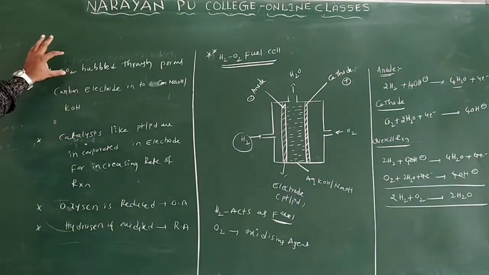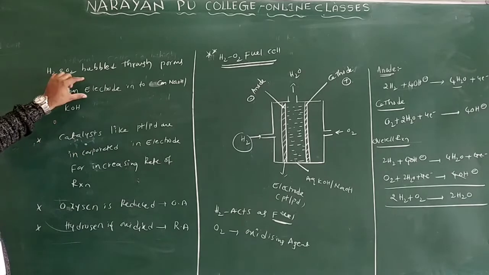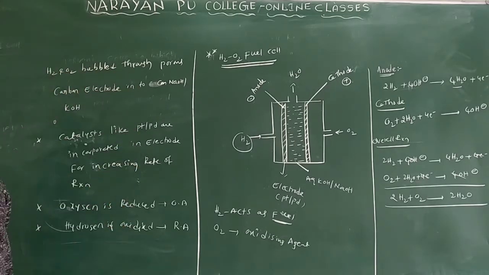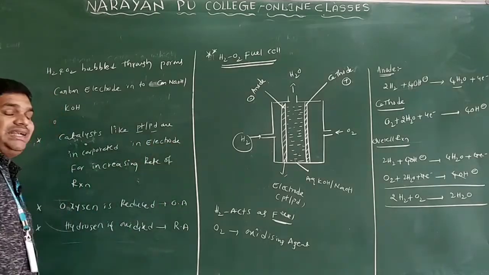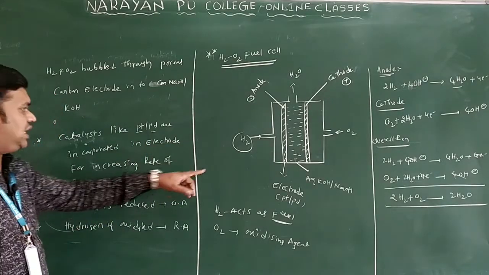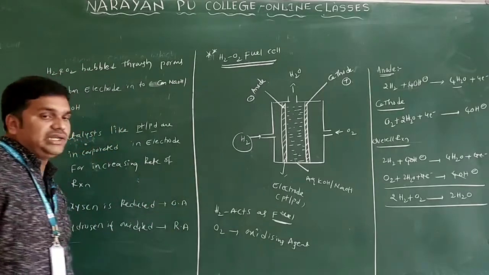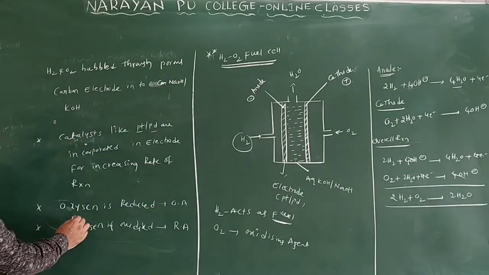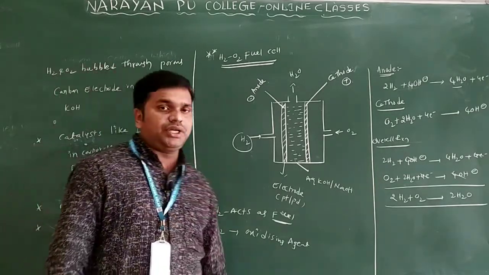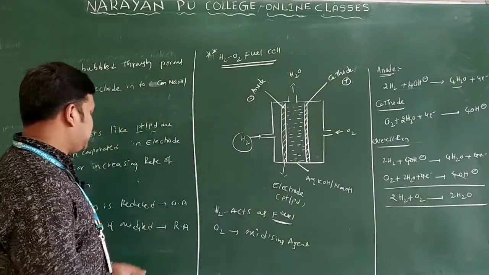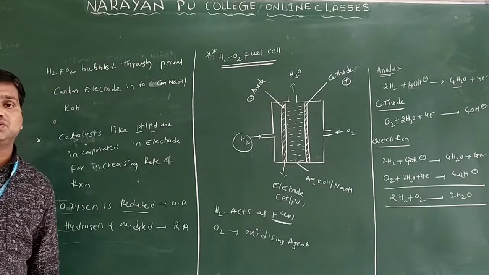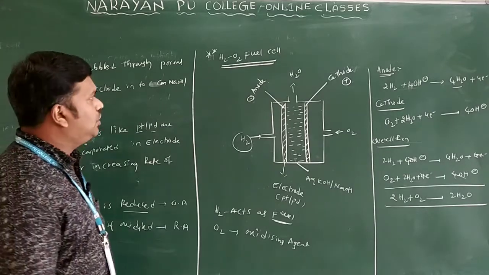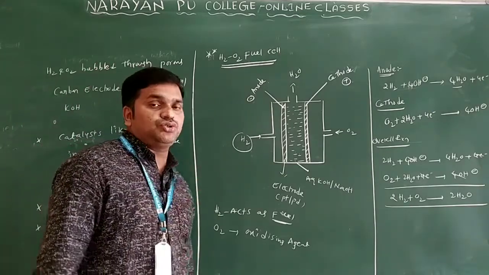Also see the process here. H2 and O2 gas are bubbled through a porous carbon electrode into concentrated NaOH and KOH. Here we are using platinum or palladium incorporated in the electrode for increasing the rate of reaction only. You can see oxygen, O2, generally acts as an oxidizing agent. Oxidizing agent means it undergoes reduction only. Hydrogen is oxidized, so it acts as a reducing agent only.